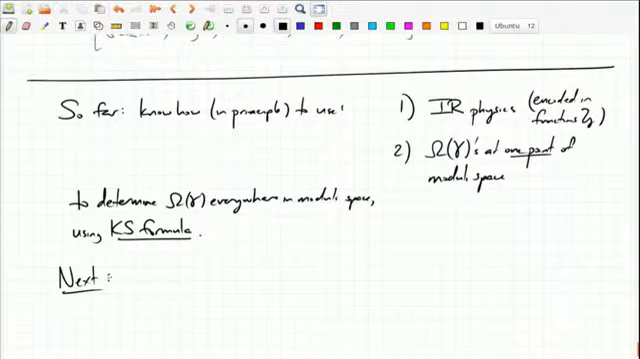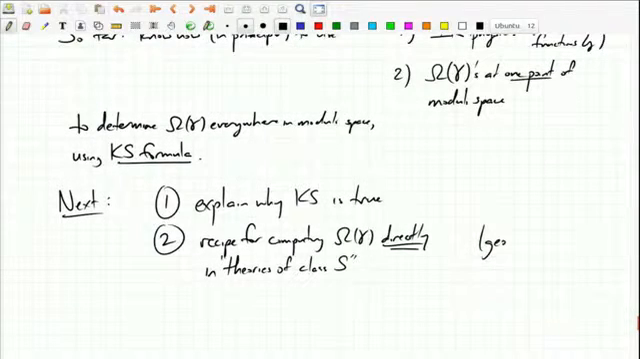Okay, so the next two things to do are first, explain why the KS formula is true, or at least one way of thinking about it. And then the second thing will be something quite different. It'll be a recipe for computing omega of gamma directly without using wall crossing.